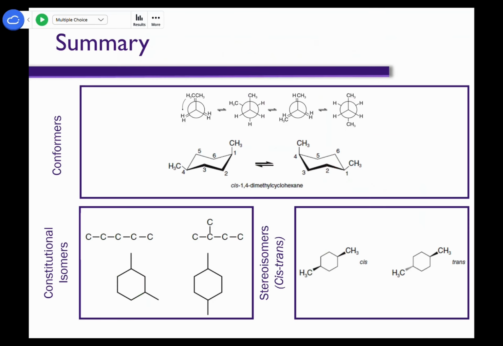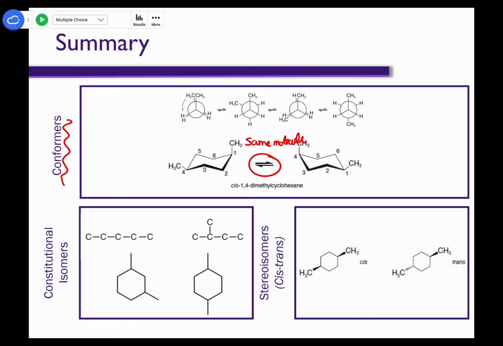Now we have a nice little summary here. We have just finished looking at different conformations of cycloalkanes. We can do our flip-flop to chair 1 and our flip-flop to chair 2. But we haven't broken any bonds and we haven't made any new bonds. That's simply a conformation change. These are still the same molecule.